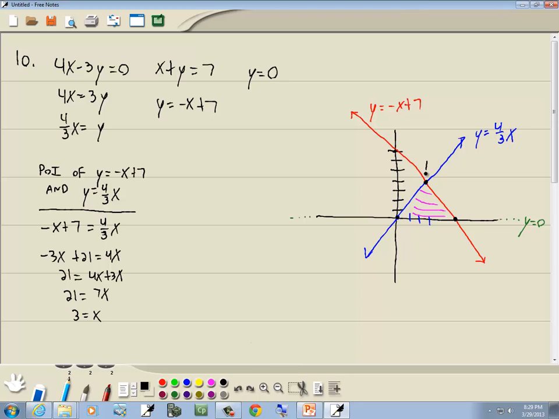So this point right here, not that we need the y part, but this would be 3 comma something. And if I put 3 in for the x here, negative 3 plus 7 is 4. So this would be (3, 4).